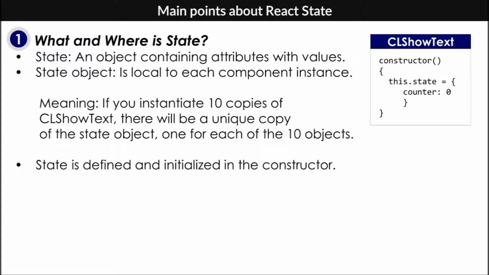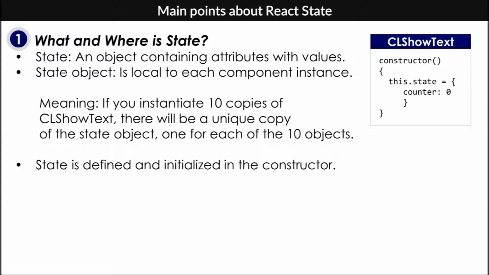What is state and where is it? State is an object containing attributes with values, period. That's not too complicated. And there's a local version of state for each component instance. What it's saying here is, if you instantiate 10 copies of my class here, my React component, CL show text, there's going to be a unique copy of the state object for each of those 10 objects. And the most common place you'll see it defined and initialized is in the constructor.